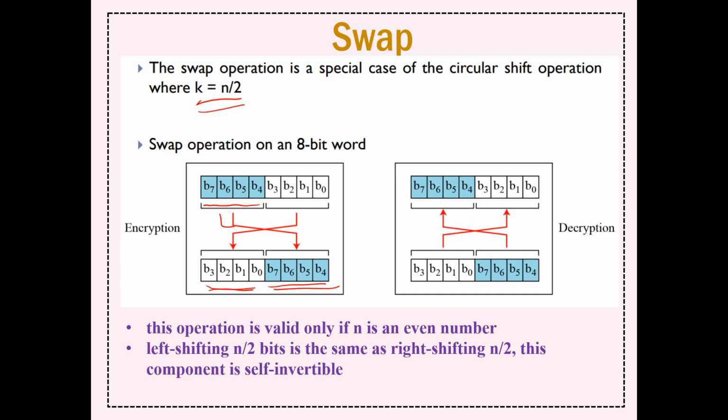This process is relatively important because in most cases, especially the Feistel algorithm that we are going to discuss right now, you will find that this operation is also used along with the circular shift, where a portion of the bits is appended in this particular order. And you can see the decipher will be the reverse. This part goes to the left-hand side, whereas the portion we are left with will come to the right-hand side. You can see that this operation is valid only if n is an even number, which in most cases it is. Left shifting n by 2 bits is the same as right shifting n by 2. This component is self-invertible.